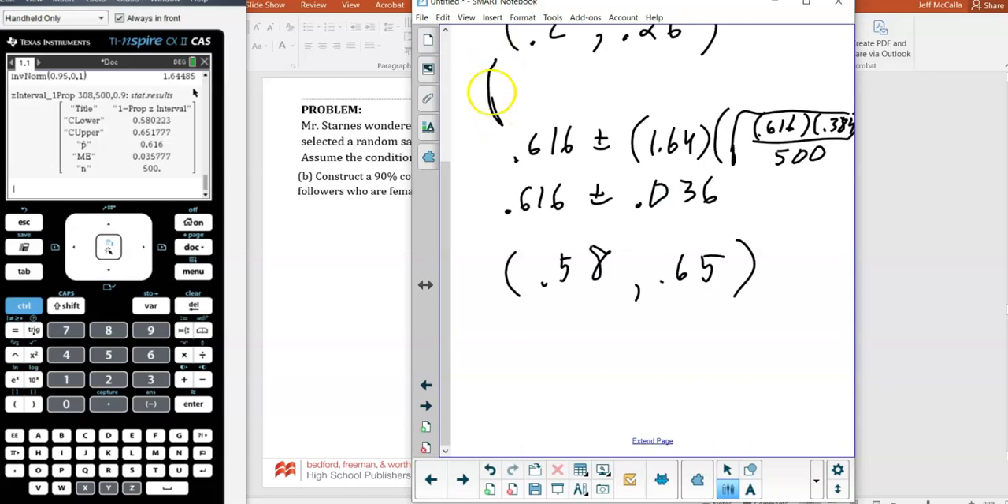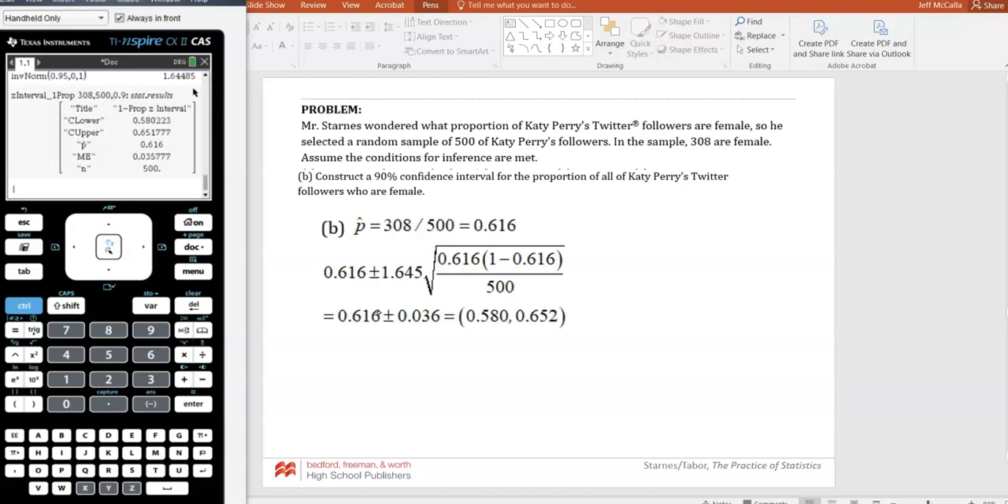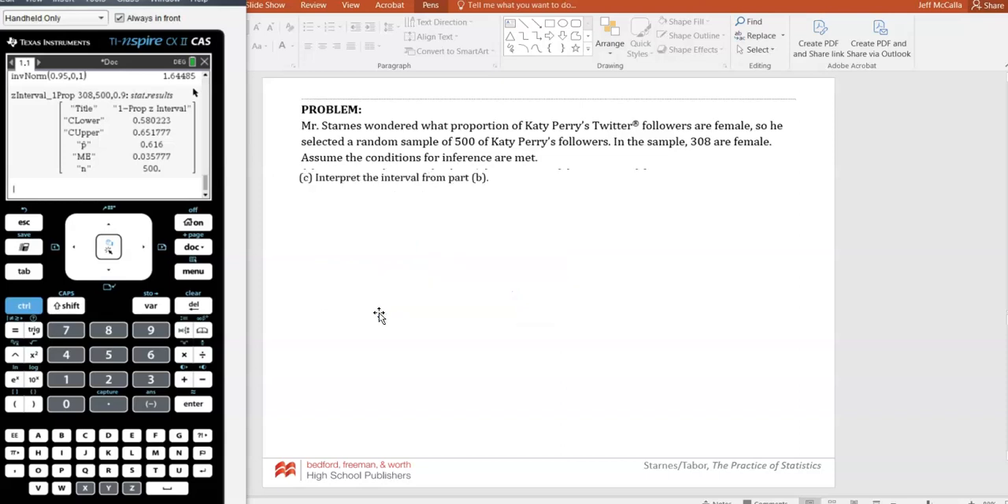Now you do have to show the conditions if it asks for it. It did not ask for the conditions here. You should state though what it is, right? So this is a 90% confidence interval. It's a one prop z interval for the proportion of folks who are female from Katy Perry's followers. So that's the formula of constructing it.